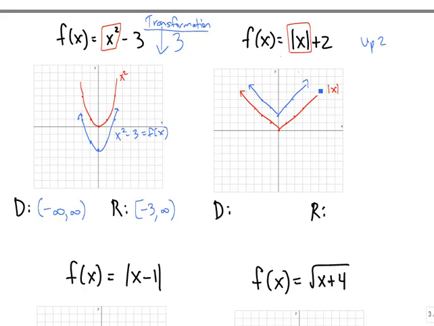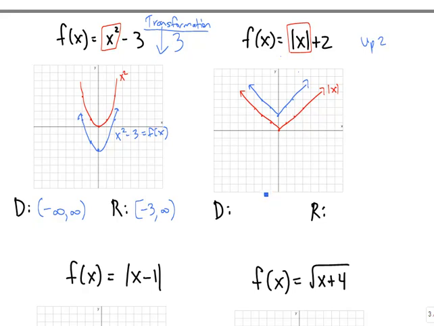When you're doing these shifts left, right, up, and down, the shape of the graph shouldn't change, just the initial placement of it changes. So we still have our V shape with the same slopes on either side, but each point got moved up 2 units.